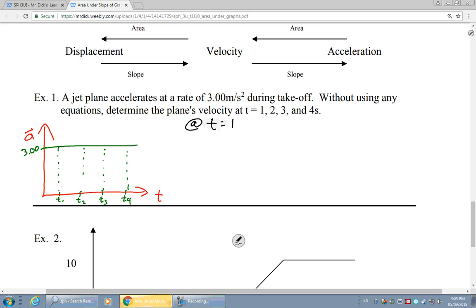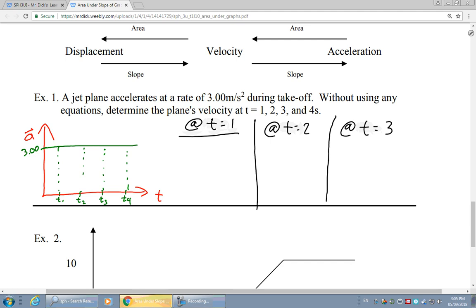t equals 1. So at time equals 1, we're going to do some solving and figure out what we need. Then we're going to do at time equals 2, do a little bit of solving and figure that out. At time equals 3, and we'll do some solving and figure that out. And then once I've done those 3, I'm going to leave the last one, 4 seconds, for you to try and finish off yourselves.